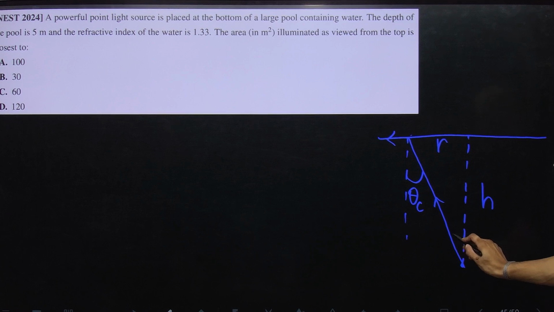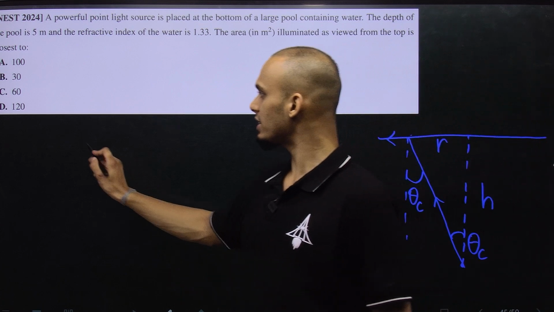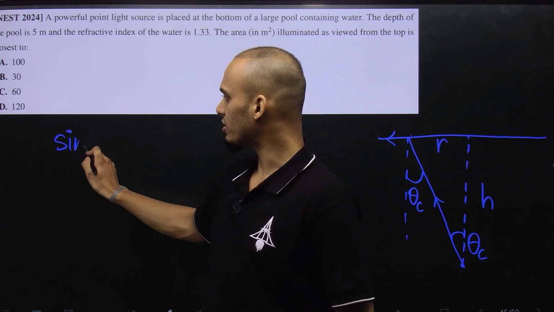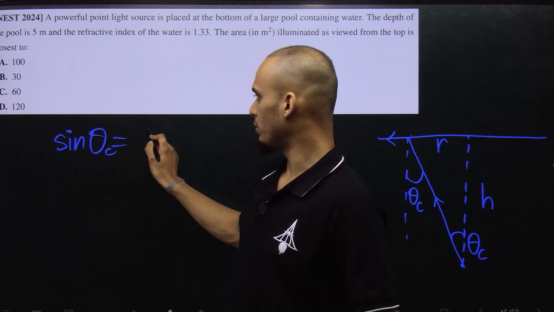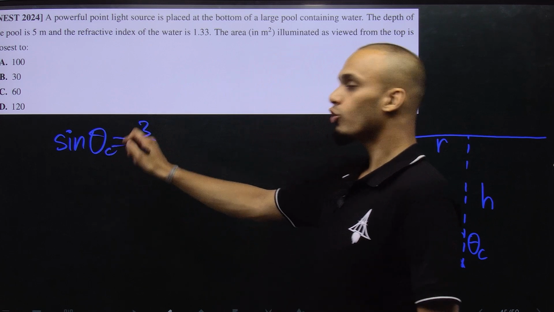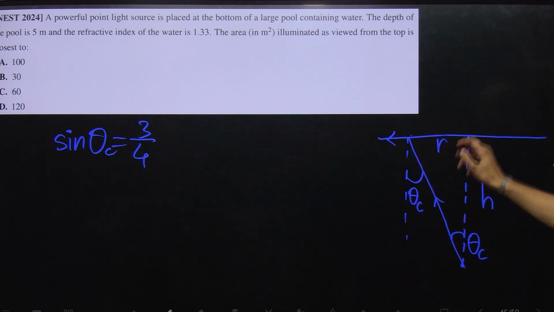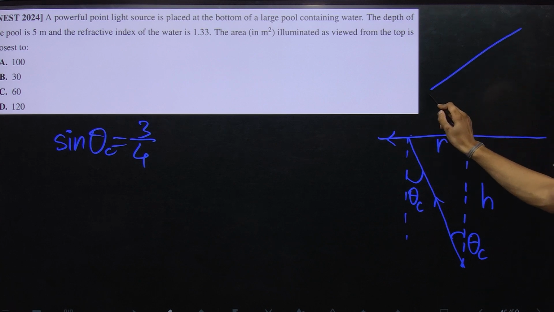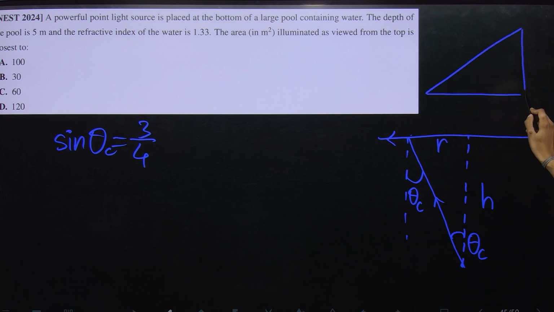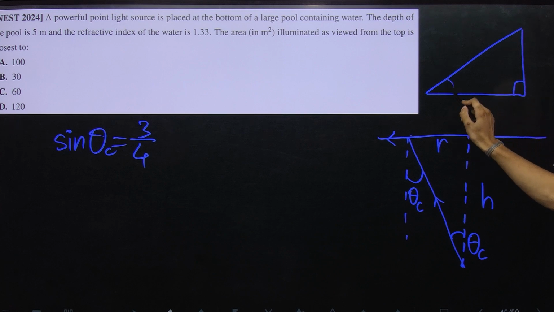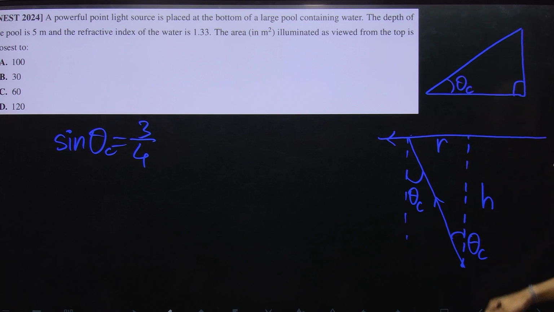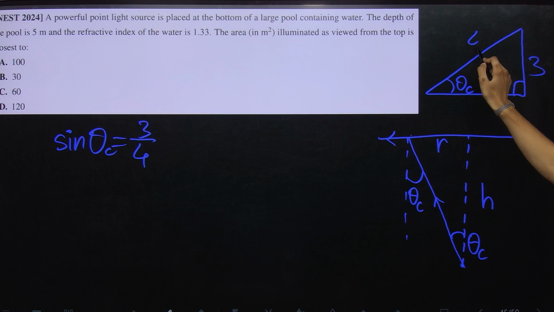In order to relate r with h, what we need is tan theta critical, but what we have is sin theta critical. From Snell's law, we know it is 1 by mu, that is 3 by 4 for water. But if we want the tan value, all we can do is draw a 90 degree triangle. This is theta critical. Sin theta critical we can write as 3 by 4.